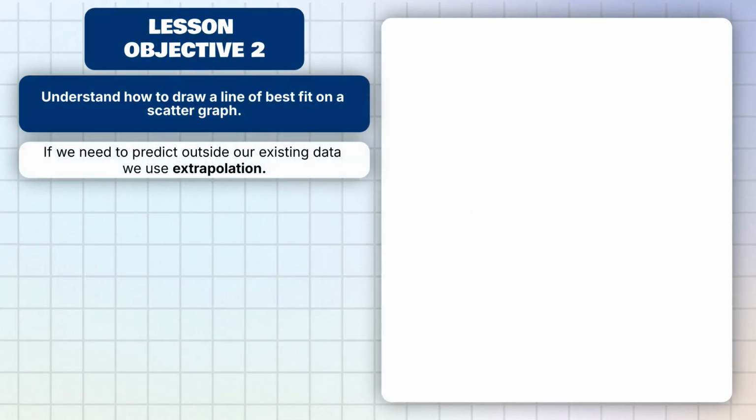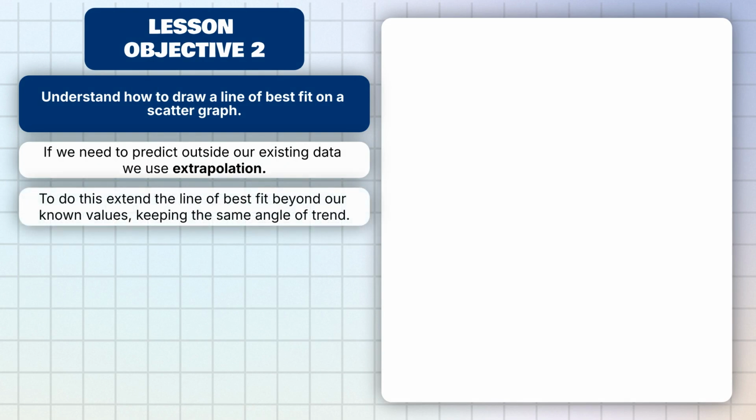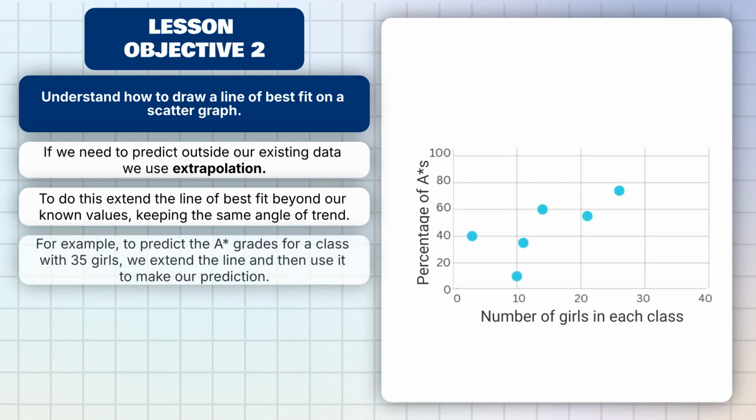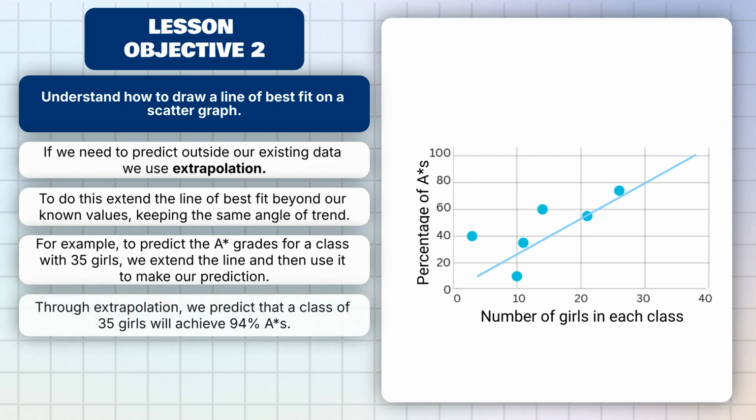If we need to predict outside our existing data, we use extrapolation. We extend the line of best fit beyond our known values, keeping the same angle of trend. For example, to predict the A-star grades for a class with 35 girls when we only have data for classes up to 30, we extend the line and then use it to make our prediction. Through extrapolation, we predict that a class of 35 girls will achieve 94% A-stars.